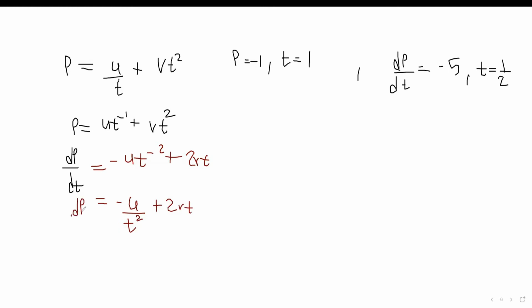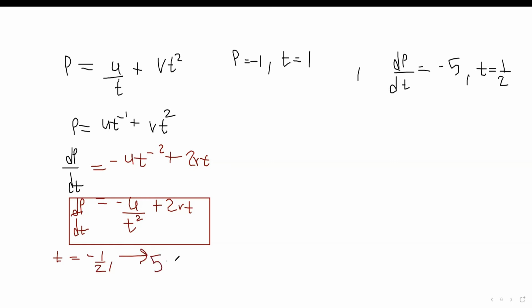So now we need to find U and V. You might say, sir, what do we do now? You see, it's a simultaneous equation. You have this right here, and they tell you that when T equals -1/2, we know that dP by dt is 5. So plug it in. That implies dP by dt is 5, and 5 is equal to -U over a half squared, plus 2 times V times a half.